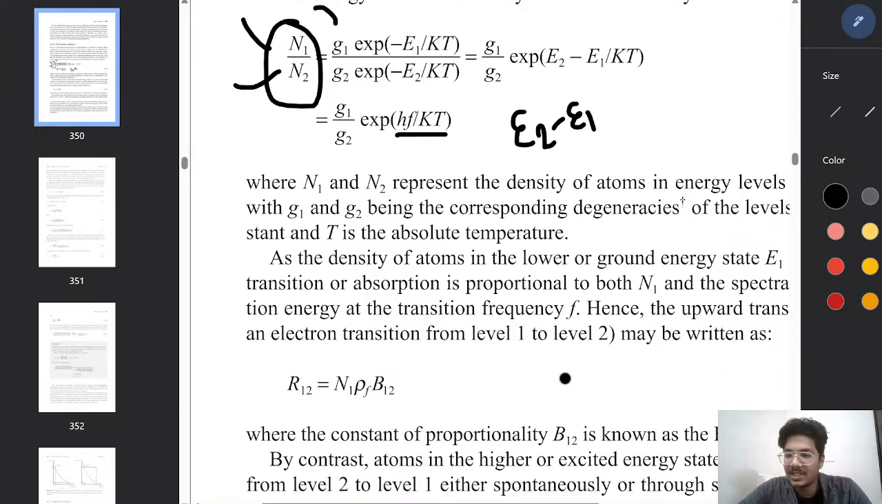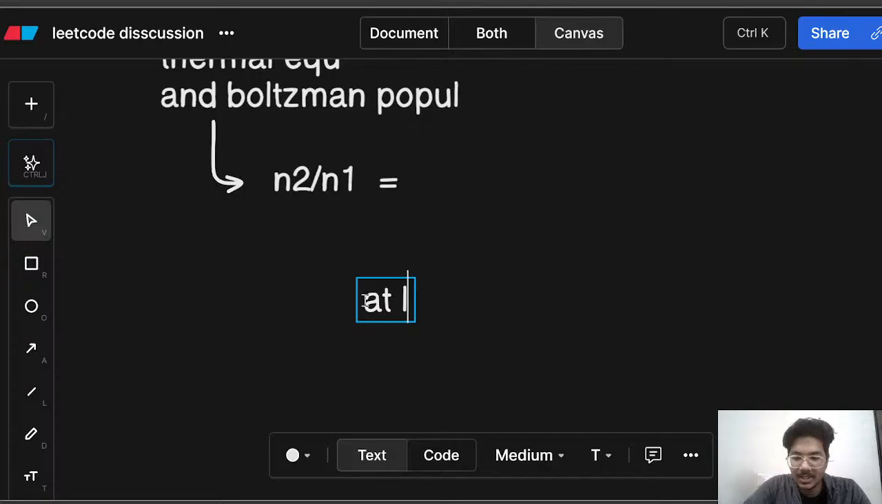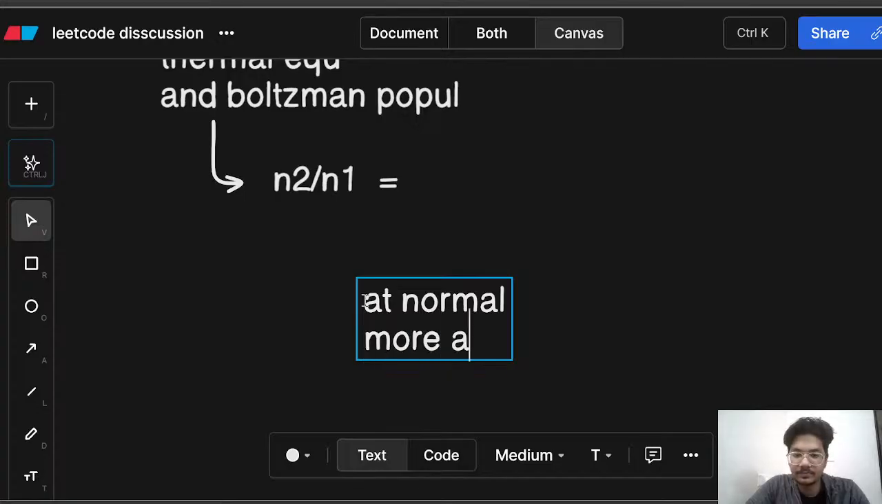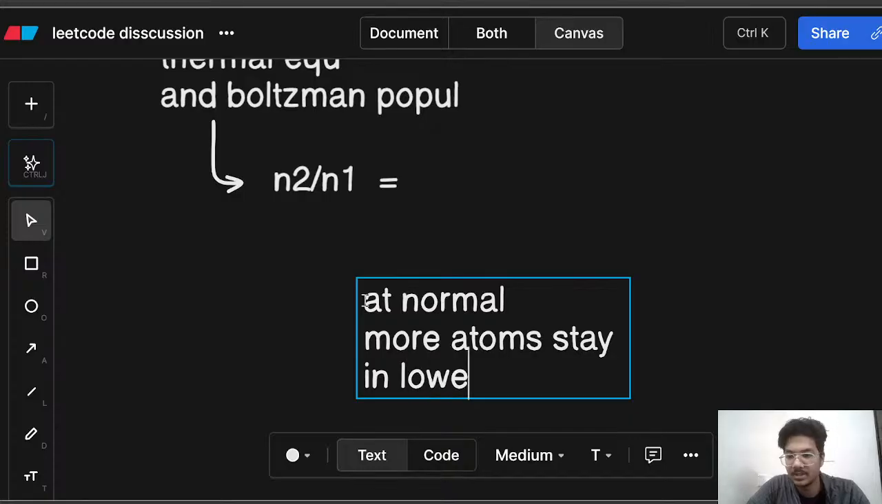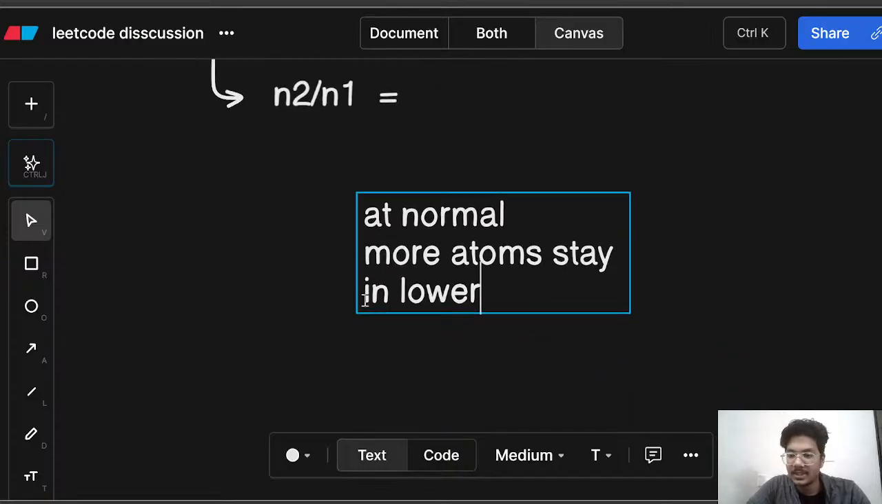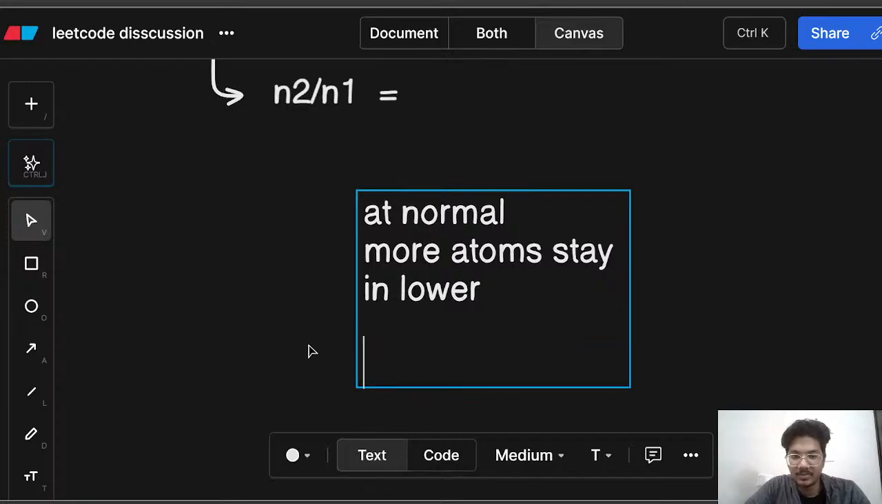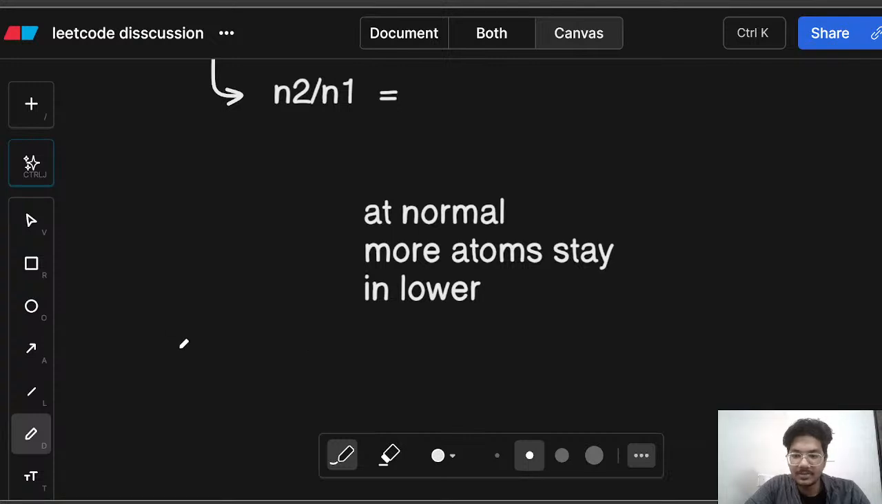This means that at normal temperature, more atoms stay in the lower level, because the factor exponential of minus hf by kT is very small. Thus N2 is far less than N1.